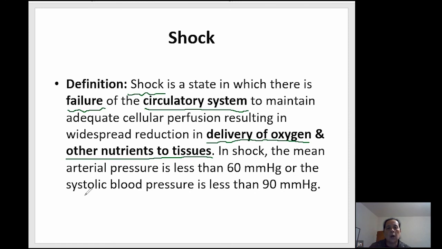So in shock, in most cases blood pressure will be low. When we say blood pressure, we separate it into two parts: one is the high part, one is the low part. Generally speaking, the blood pressure is less than 90 millimeters of mercury. So that's basically what we're talking about with shock.